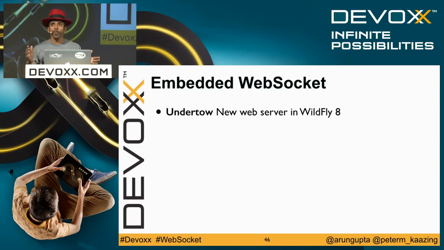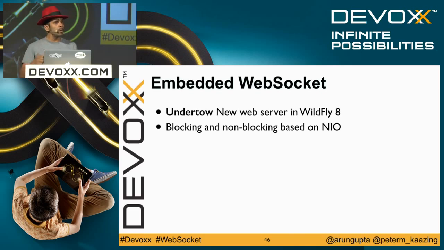Undertow is a brand new web server that is part of WildFly. If you know WildFly, it is Red Hat's open source application server, what used to be the JBoss application server. As part of WildFly, we wrote a brand new web server, where it used to be Tomcat, legacy code, but this brand new web server works very well. There were reasons to write it, so that it gives us the scalability and performance that we need, and I'll show you numbers on that.